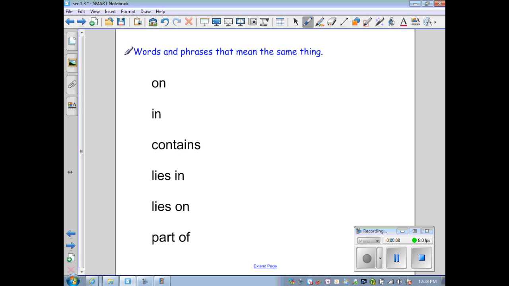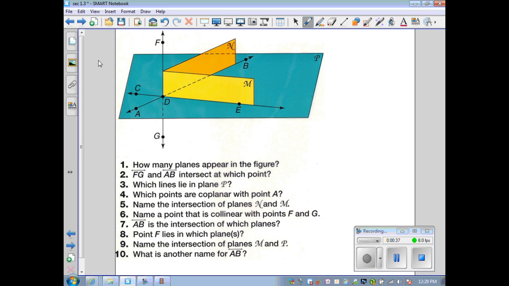Next, words and phrases that mean the same thing. Whether a point is on the line, whether a point is in the line, contained in the line, or the point lies in the line, or the point lies on the line, or it is part of the line. These statements mean and ask the same questions for every situation. Let's look at an example that refer back to the previous terms and postulates.